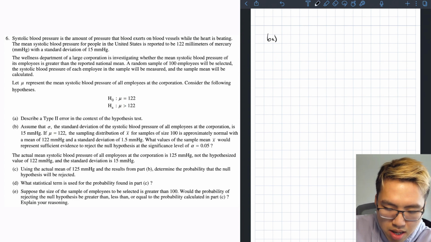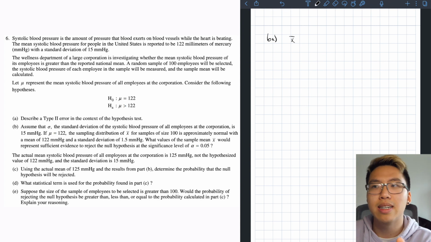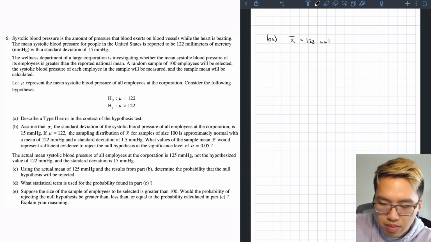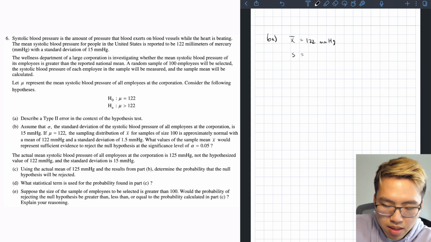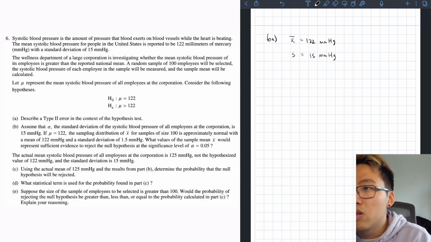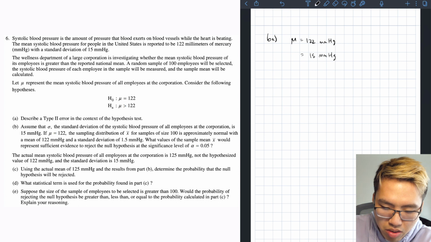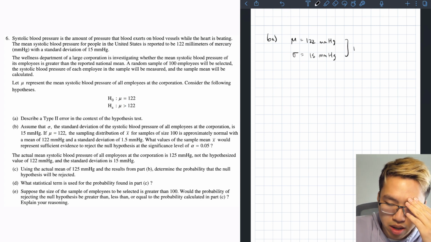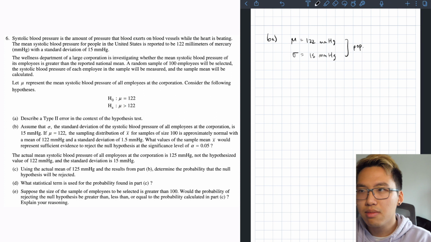Let's also use the notation x bar. X bar is the sample mean, whereas mu is the population mean. So x bar is 122 millimeters of mercury. The standard deviation, that's S, is 15 millimeters of mercury. Okay, so some corporation is investigating whether the mean systolic blood pressure of its employees is greater than the reported national mean. Actually, these should be mu, because these are the population. So that's important. That's the population we're comparing our sample of employees to.